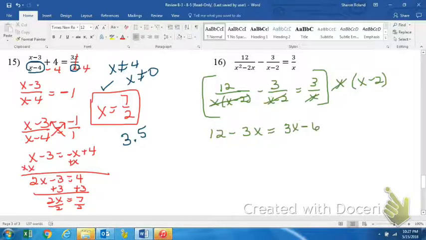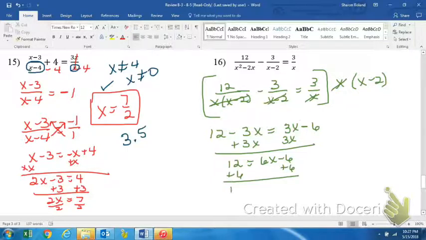minus 6. So I'm going to add 3x to both sides, and you have 12 equals 6x minus 6. Add 6 to both sides, and you have 18 equals 6x. Divide everything by 6, and x equals 3.